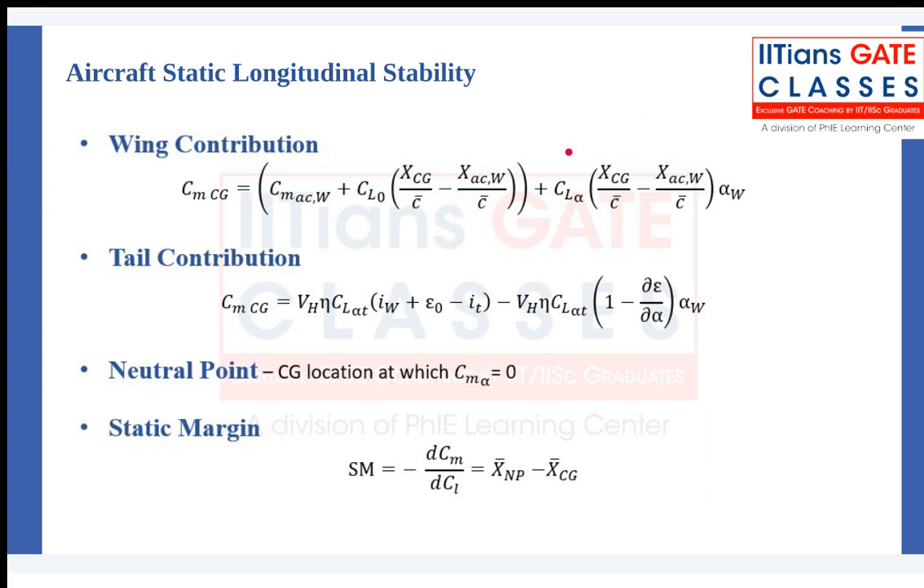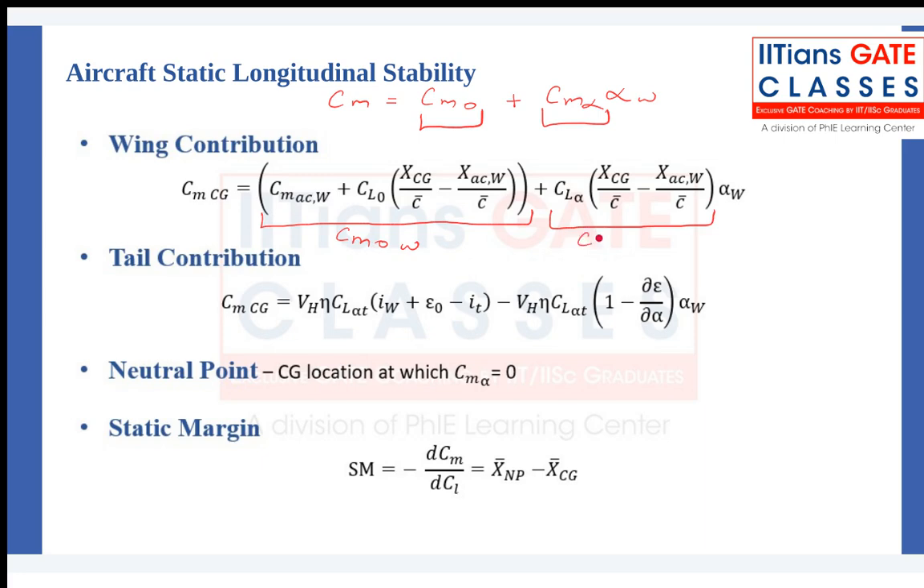Okay. So now our equation for static longitudinal stability is Cm equals Cm naught plus the slope, dCm by d alpha, which I've written as Cm alpha into alpha wing, right? This is the equation that we have seen. Now, each aerodynamic surface on the aircraft, the wing and the tail, contributes towards each of these terms. Let's look at the wing contribution. This entire term is the Cm naught contribution of the wing, and this term is the Cm alpha contribution of the wing.